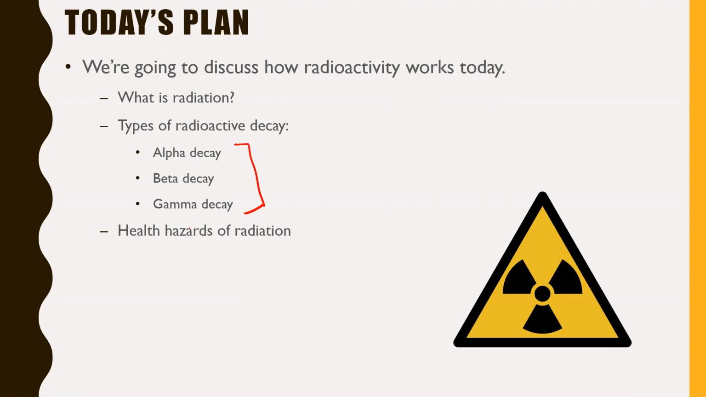We have to talk about alpha decay, beta decay, and gamma decay. And you will need to know the difference between each one. It's just a big learning curve. It's kind of weird thinking about what each of these are and identifying when they occur, but we'll get to it, don't worry. And then last but not least, we'll talk about some health hazards of radiation. You probably already know a lot of that stuff, but we'll get to it.